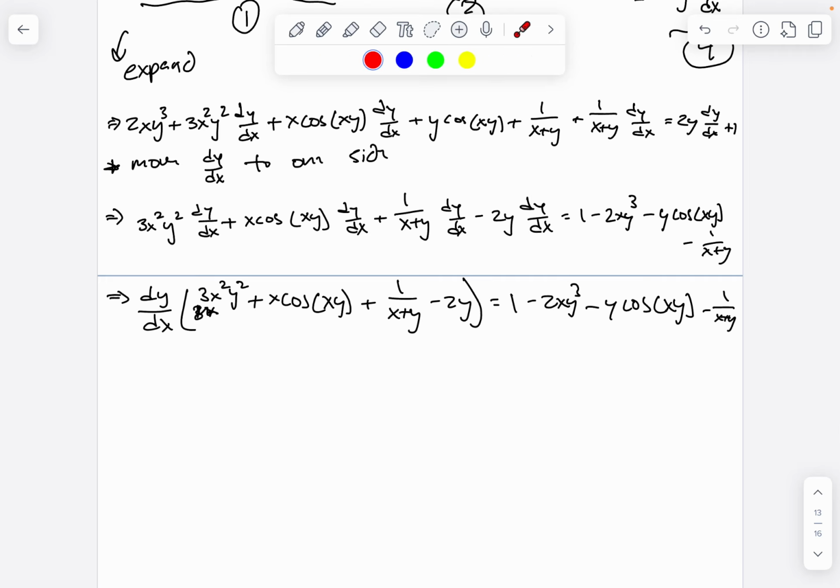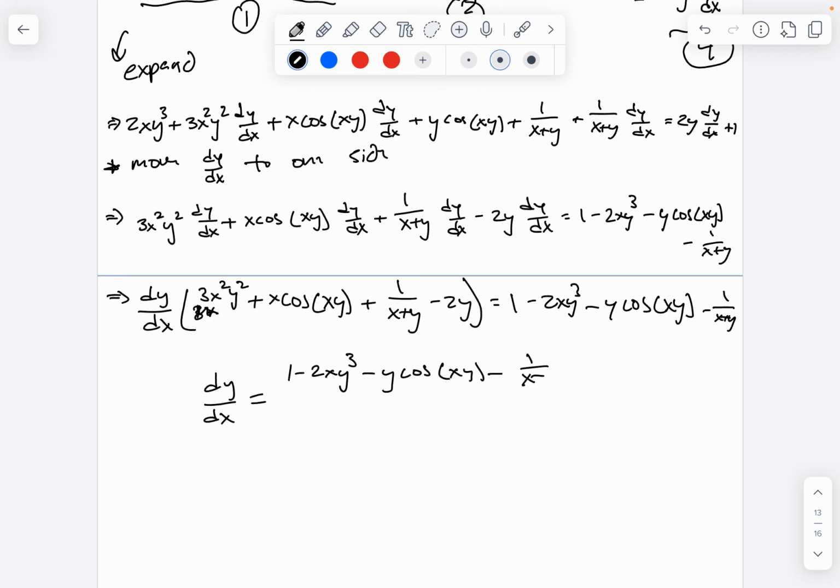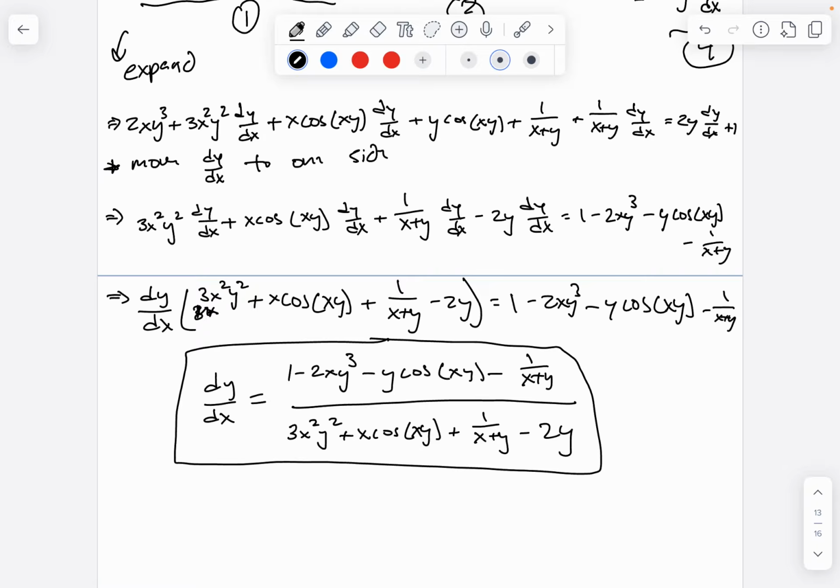So now let's divide both sides by this term so that we can isolate dy dx as our final answer, to which we get dy dx is equal to 1 minus 2xy cubed minus y cosine xy minus 1 over x plus y, all over 3x squared y squared plus x cosine xy plus 1 over x plus y minus 2y. And that is our final answer.